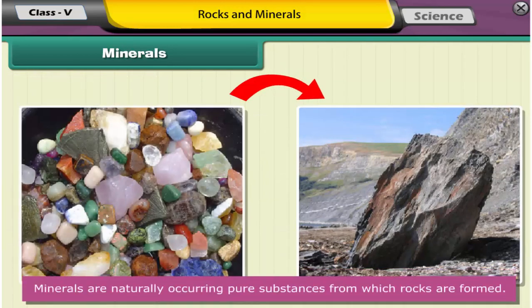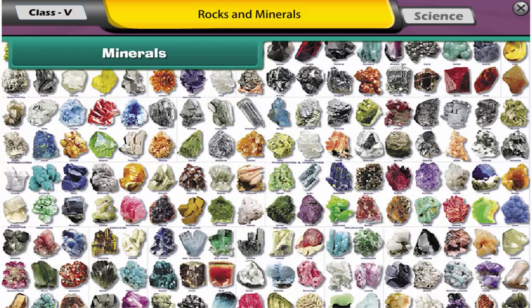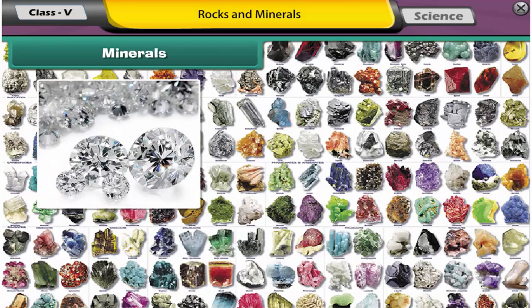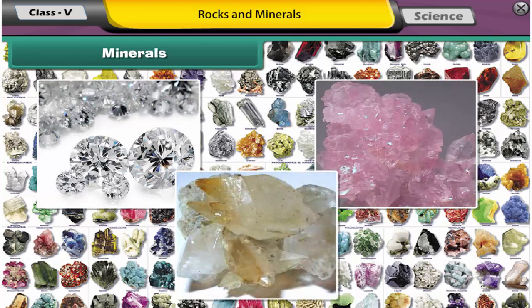Thus, minerals are naturally occurring pure substances from which rocks are formed. There are about 3,000 different minerals in the world, among which diamond is the hardest mineral. Quartz and calcite are two common examples of minerals.